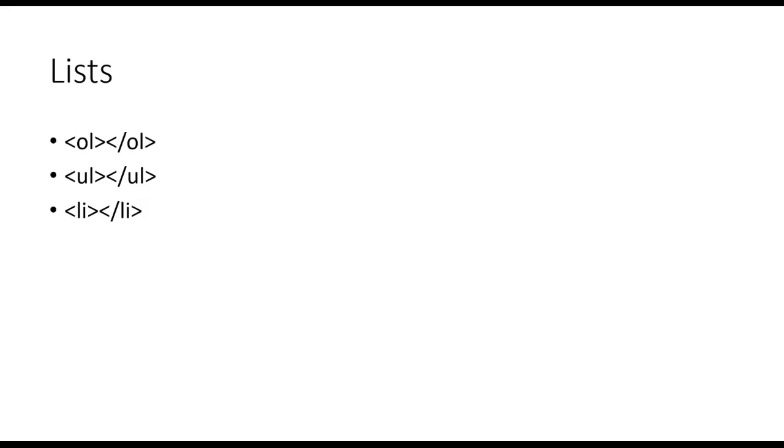So hopefully I've inspired some curiosity here. The OL is short for ordered list. The UL is short for unordered list. And the LI is short for list item. Once again, OL, ordered list. UL, unordered list. And LI is short for list item. And with that, I'm just going to show you these tags. And again, they're super handy.